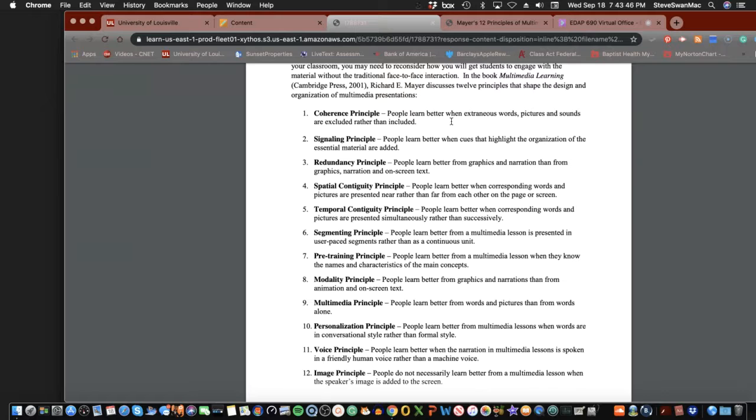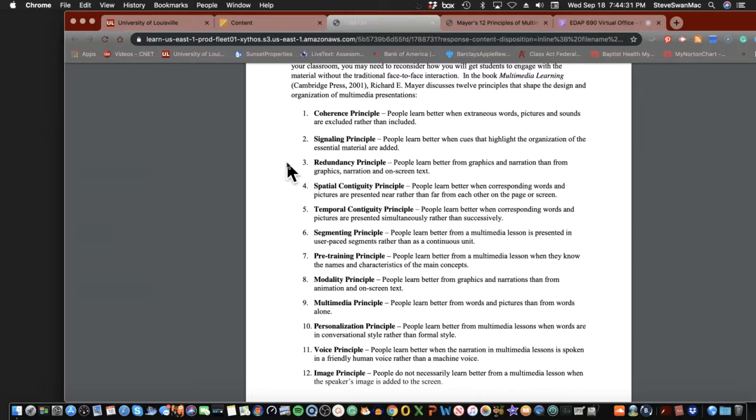Signaling principle, you know this one. Good teachers know this one. People learn better when cues that highlight the organization and the essential material are added. We are going to be talking about Newton's three laws of motion. Law number one, text, picture. Next, we're going to talk about law two. You know this as good teachers. You know how to do that. So in presentations, people need to know what's coming at them. They need to know where it's coming or when it's coming.